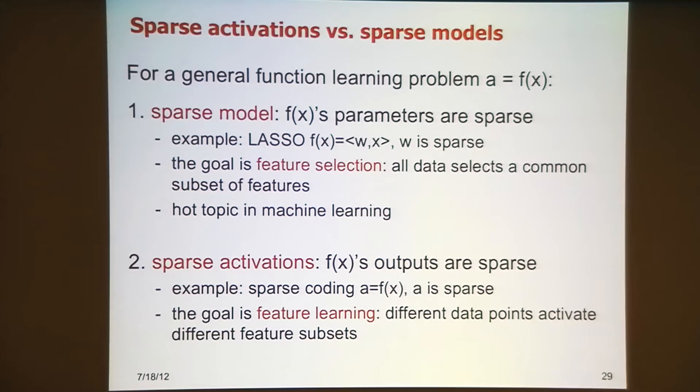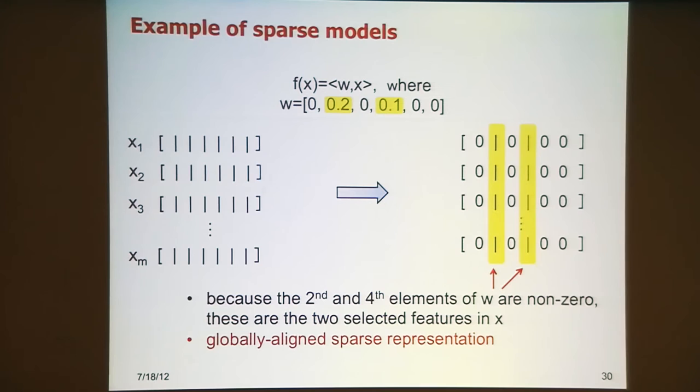So here's an illustration. Say the function is like this, and you select the second and the fourth parameters, which are non-zero. And then if the input data points are vectors like this, if you apply this sparse model, what you get is that you simply ignore most of the other dimensions and only select these two dimensions. This is a kind of globally aligned sparse representation.